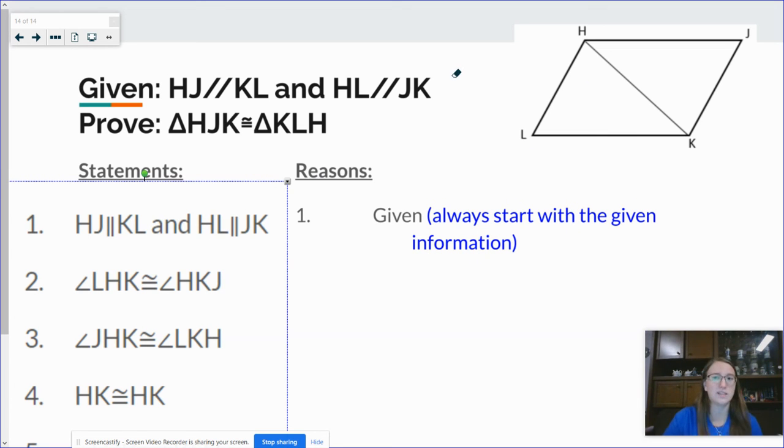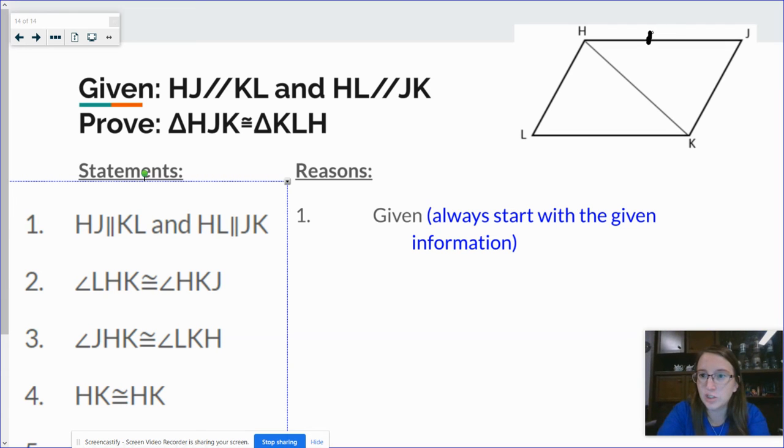Okay, let's try one last one. Once again, you need to copy the picture, and let's go ahead and mark on the picture what info we have. We have HJ parallel to KL, and HL parallel to JK. So here's how you mark this in the picture. Remember, parallel markings are the little triangles.